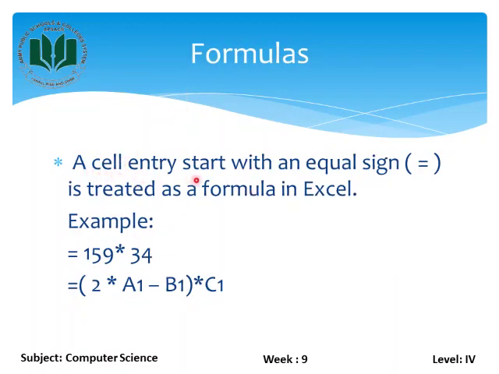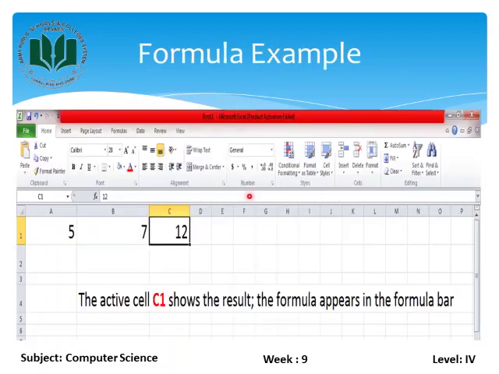Formulas. A cell entry that starts with an equal sign is treated as a formula in Excel. For example, equal sign 159 multiplied by 34, or equal sign parenthesis 2 multiplied by A1 minus B1 parenthesis close and multiplied by C1. This is the formula. Formula example. Here you can see that we have some calculation. The active cell C1 shows the result. The formula appears in the formula bar.